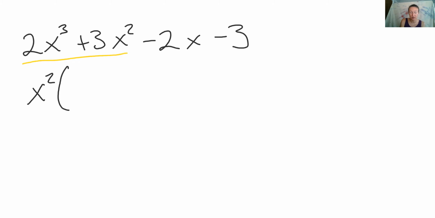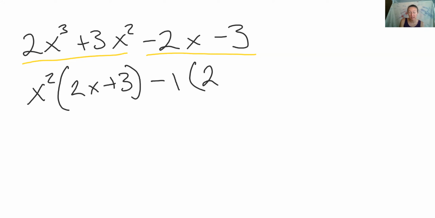The very first term is still left with a 2 and an x. And that second term, that 3x squared, is just left with a 3. Now, when I look at my second 2 terms, they actually don't have any common factors, except that they are both negative. And if I want, I can factor out a -1. So if I factor out that -1, then we are left with a positive 2x and a positive 3.